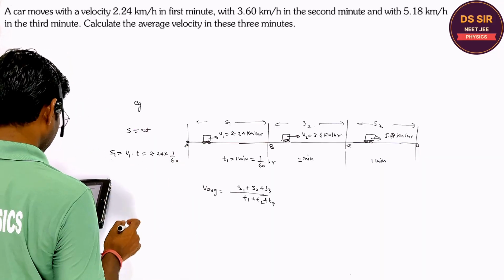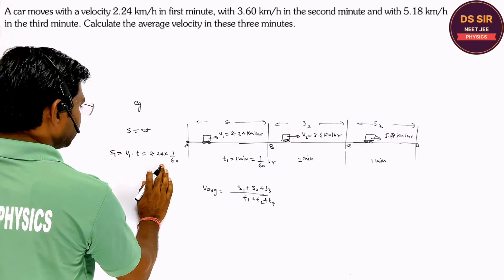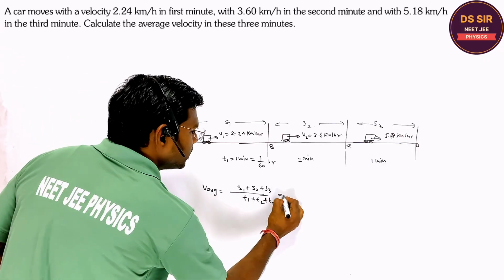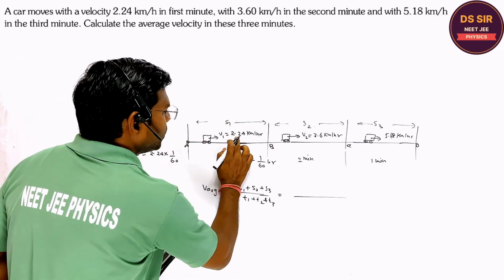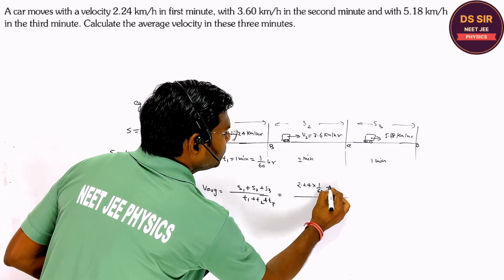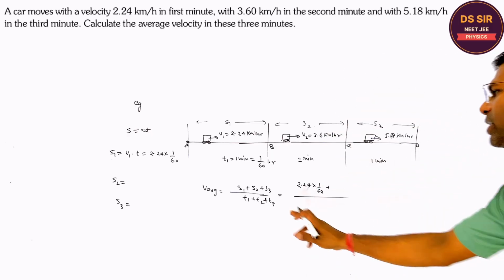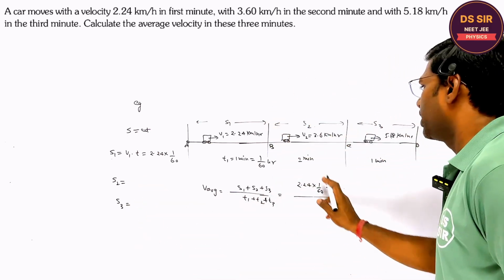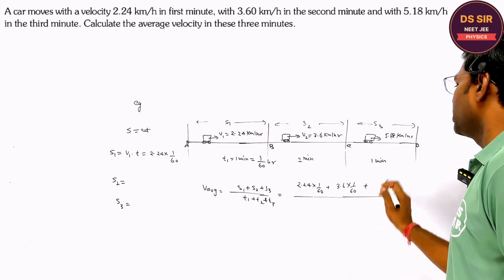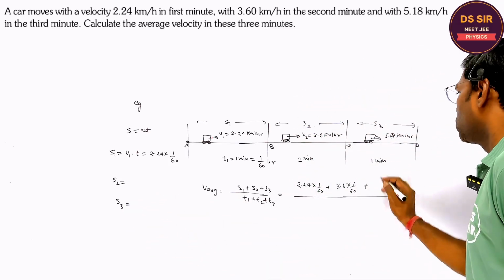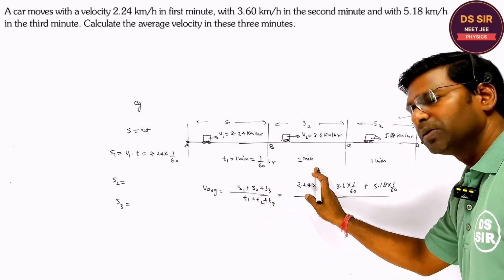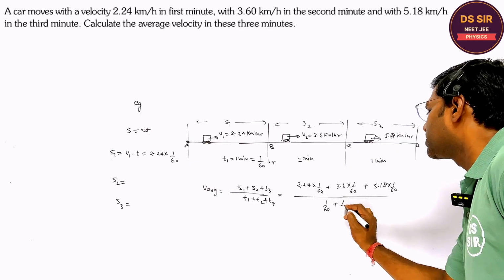When you calculate this, this is S1. In the same way, S2 and S3 can be written. S1 is V1 into time, which is 1 upon 60, plus S2. S2 is V2 into T2, so 3.6 into T2. S3 is V3 into T, where V3 is 5.18 into 1 by 60. And what is the time? It is 1 by 60 plus 1 by 60 plus 1 by 60.